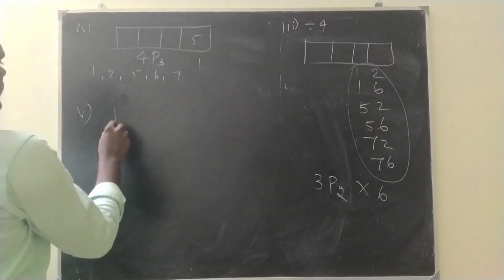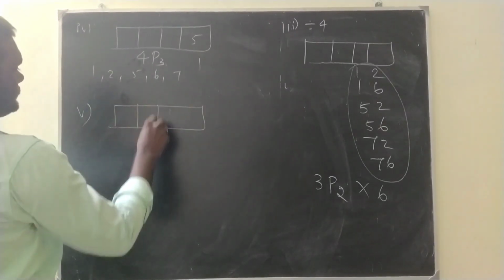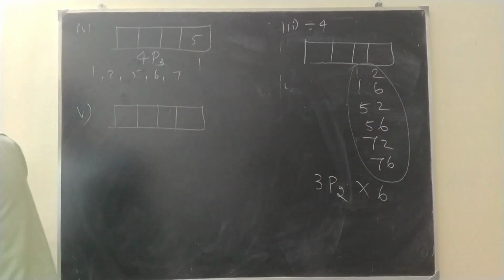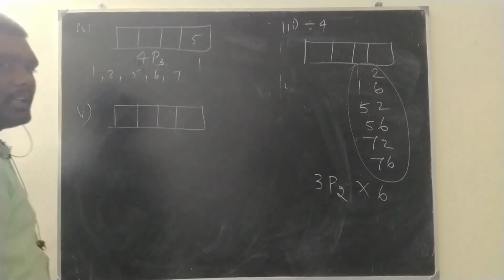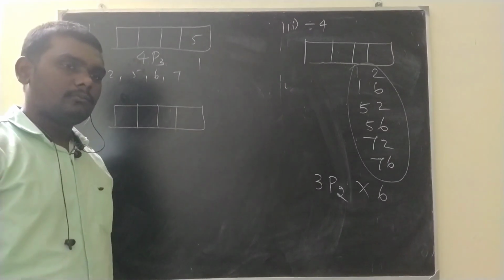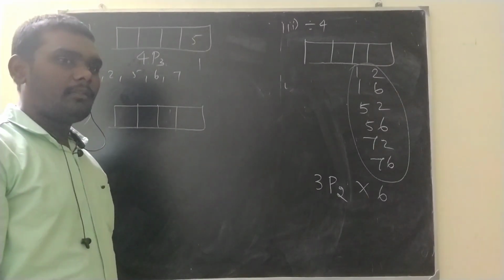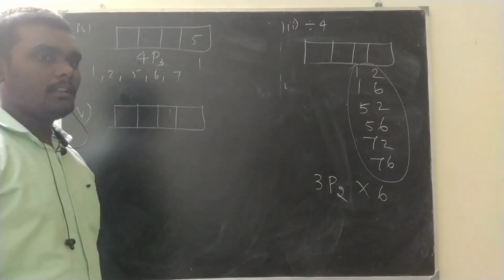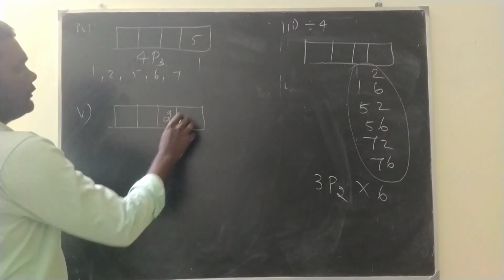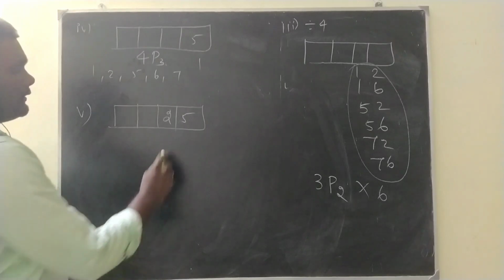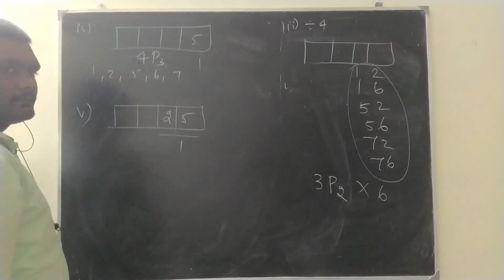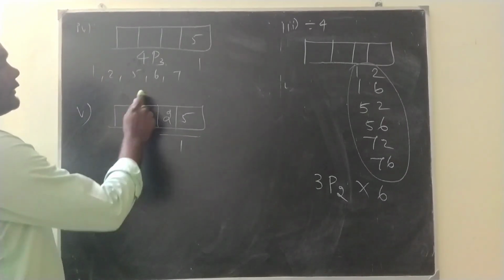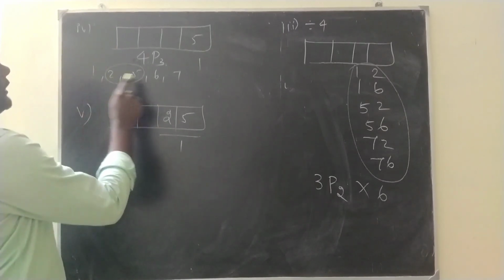Then fifth subdivision. The number should be divisible by 25. A number should be divisible by 25. It should end with 25. Then only we can say it is divisible by 25. So 2 and 5, only one chance. Then these 2 numbers have to be filled in 1, 2, 3.